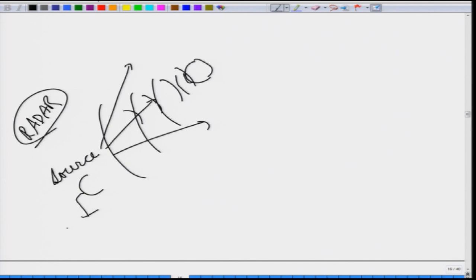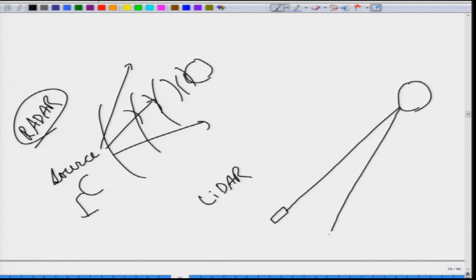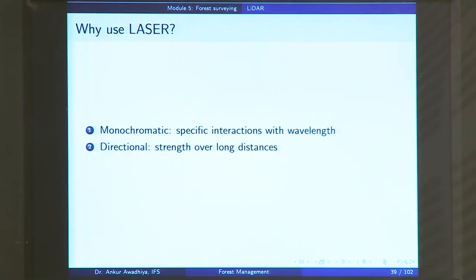In the case of LiDAR, which is light detection and ranging, it is very similar. So, what you are doing here is that you have a source that is giving out a laser beam, and this laser beam, when it interacts with the object, reflects back, and when it reflects back, you are using a sensor to detect this laser pulse. Now, why do we use a laser pulse? Why do we have to go for a laser pulse and not the normal light?